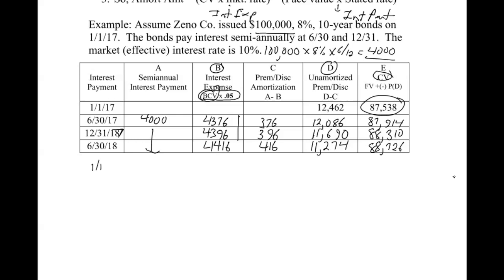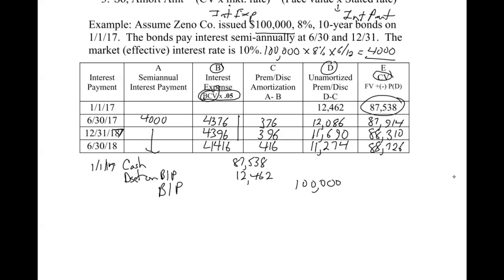All right, so our journal entries. On 1/1/17, we issue the bonds. This is no different than what we did earlier. We have cash for the issue price, 87,538. We have a discount on bonds payable for the 12,462. And then remember, bonds payable is always going on the books at face value, so 100,000.